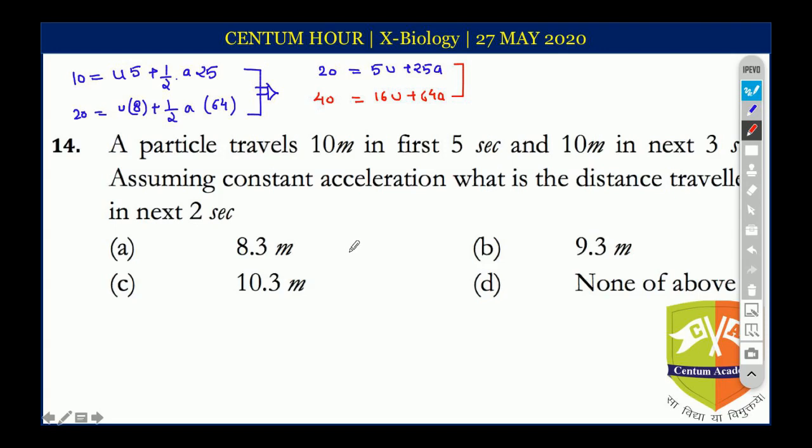Sunaina, dear, what happened? You can unmute and ask. Sir, can you explain that 40 part? 40, beta, see, this 2, by taking LCM, this 2 went over here.